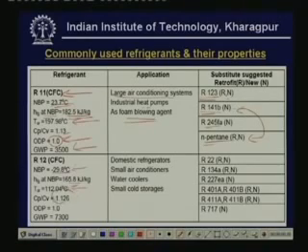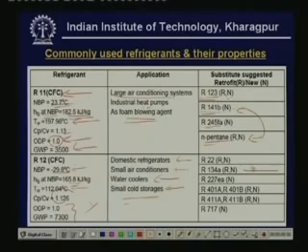Cp by Cv value is 1.126. Major problem is it also has high ODP, that means ODP is 1, and GWP is also very high. So this is also banned. Before the ban it was widely used in domestic refrigerators, small air conditioners, water coolers and small cold storages. Since it has to be phased out, replacements have to be found for it.